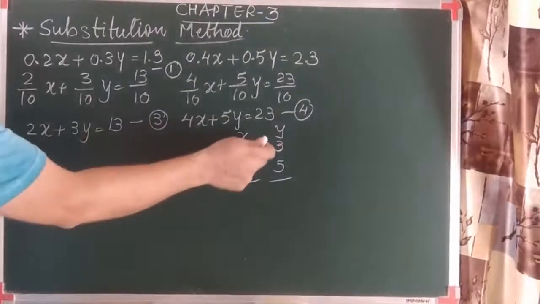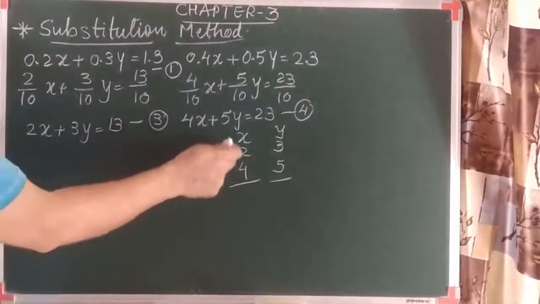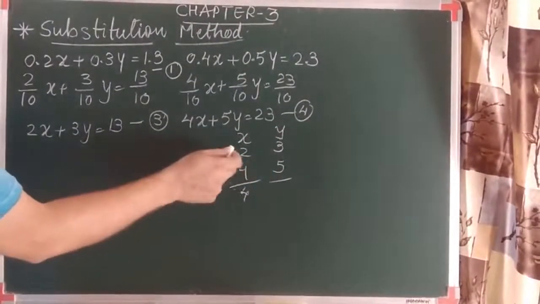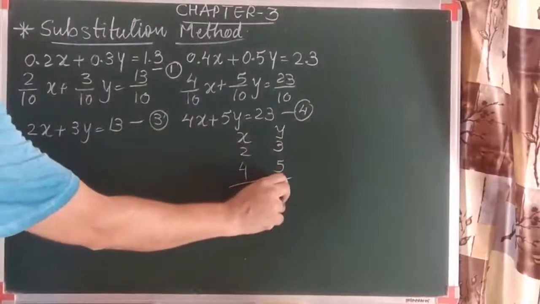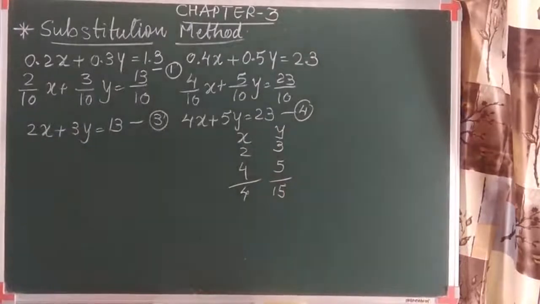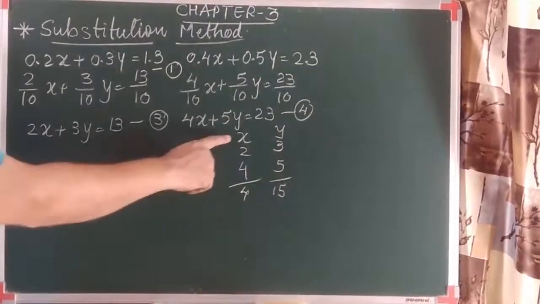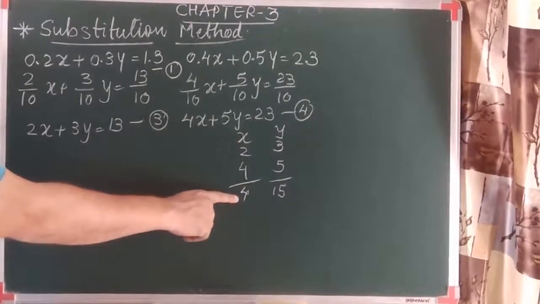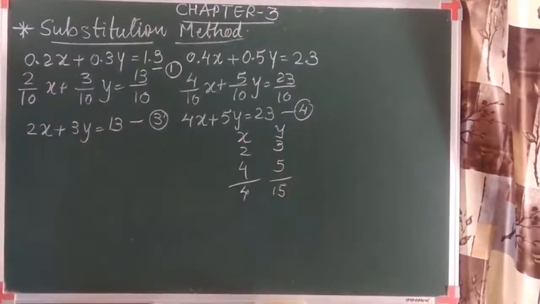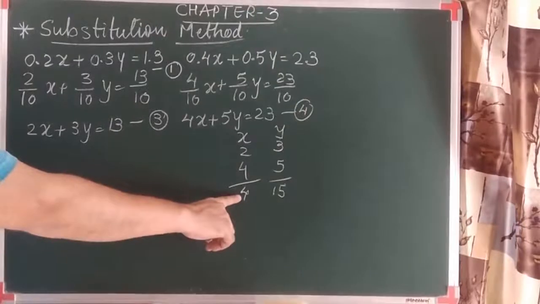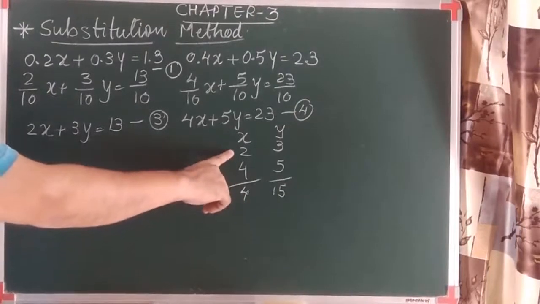One of the variable coefficients we will make equal. As they are not equal, we should take the LCM. The LCM of 2 and 4 is 4. The LCM of 3 and 5 is 15. So here you can see that if I want to make the coefficient of x equal, it would be 4. And if I want to make the coefficient of y equal, it would be 5. So let's make the coefficient of x equal, and that is 4.